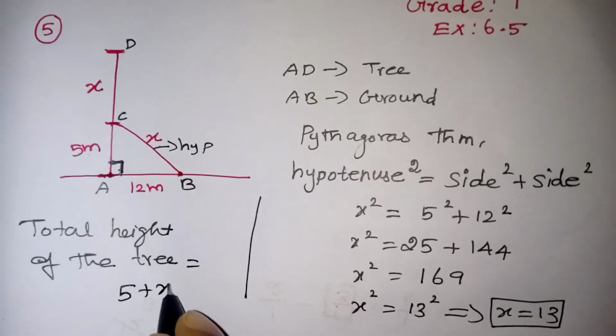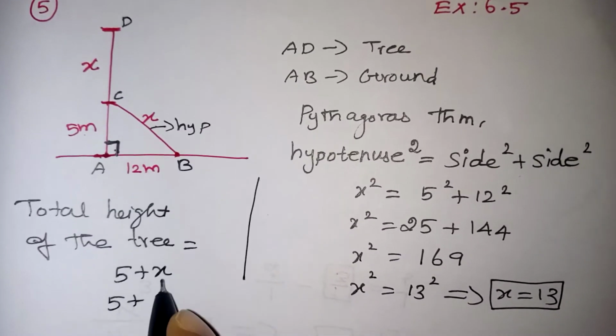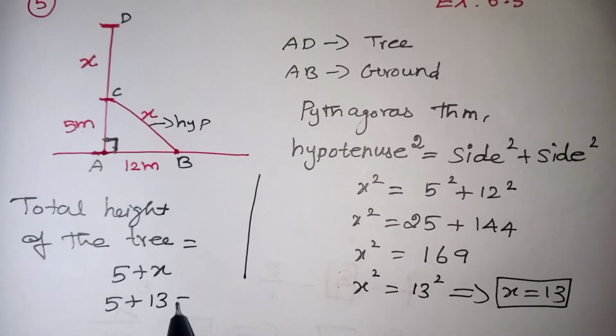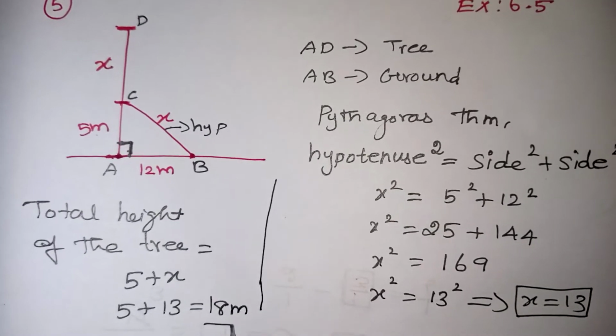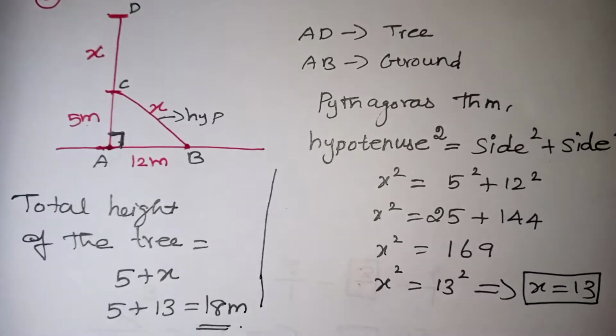So you should write 5 plus x. The x value we got is 13, which is equal to 18 meters. 18 meters is the total height of the tree. That is your correct answer.